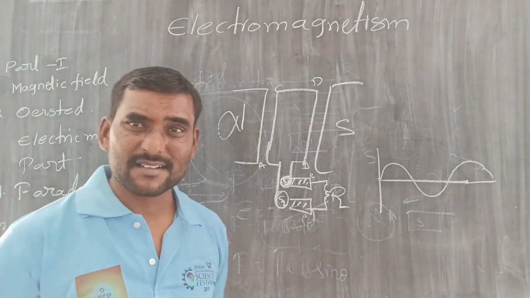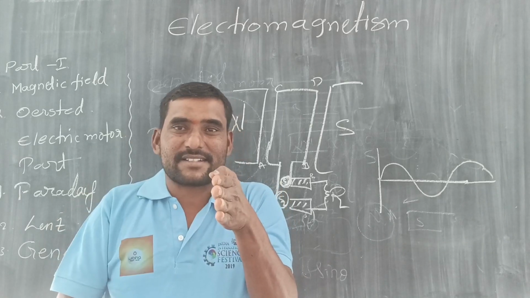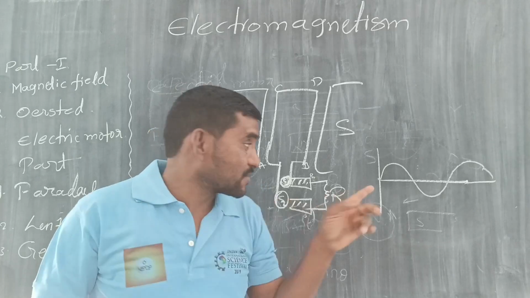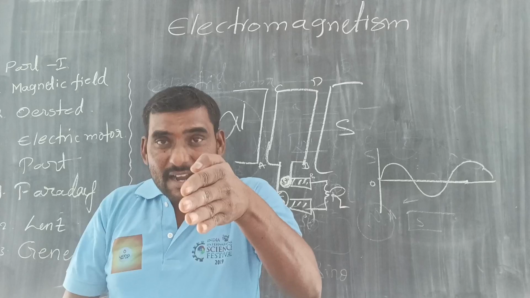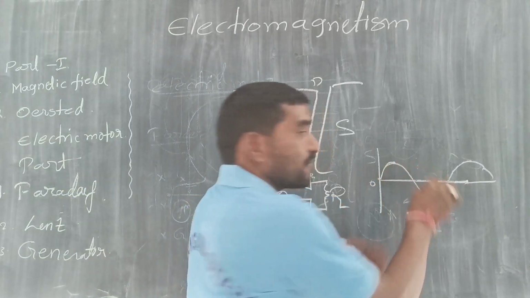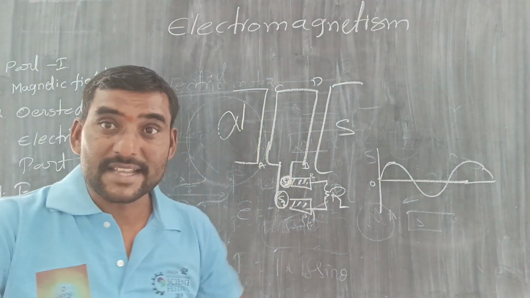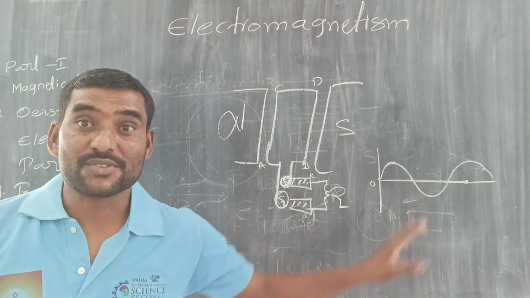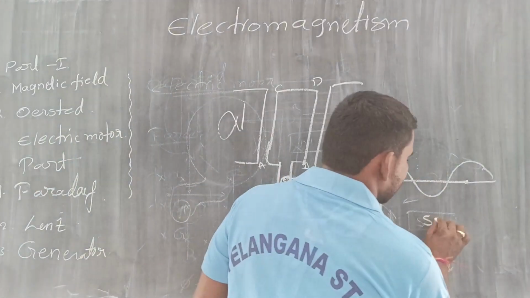Very simple working. Just imagine the coil in this direction and rotating: there is no flux change, so the current is 0 here. If rotated anti-clockwise by 90 degrees, the current goes to maximum. Then again 90 degrees, it comes to 0, and again 90 degrees, once again maximum but in the reverse direction. So this is AC current. The AC frequency in India is 50 Hz.